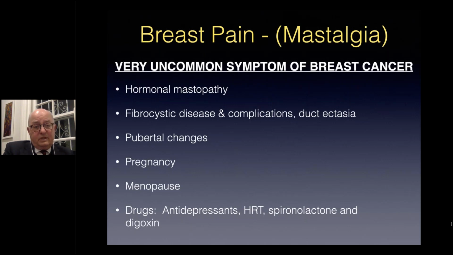In menopause, it's quite common, particularly in the premenopausal or perimenopausal stage, and then tends to settle. And sometimes drugs are associated with mastalgia, such as antidepressants, hormone replacement therapy, which is not an infrequent cause, spironolactone, and digoxin.